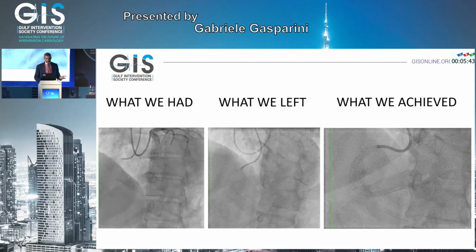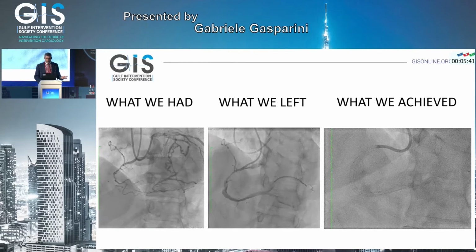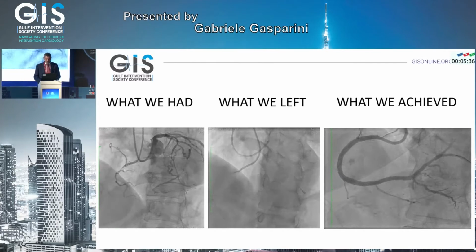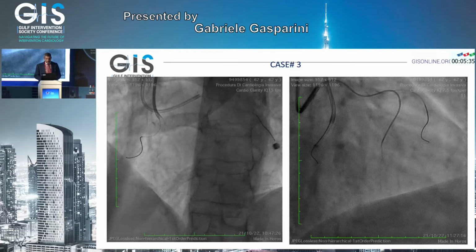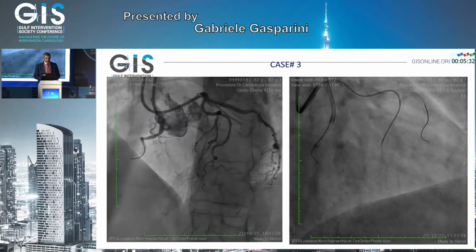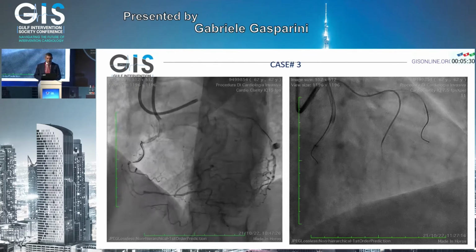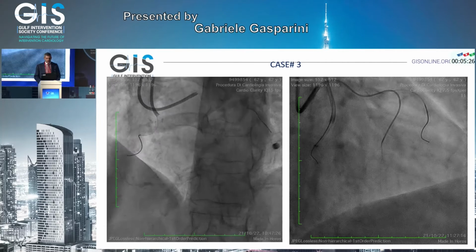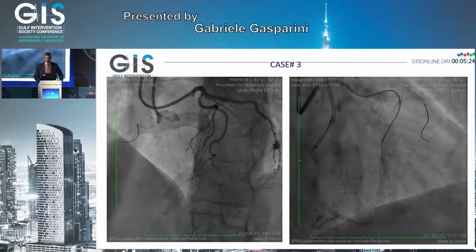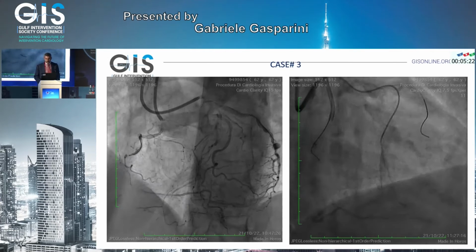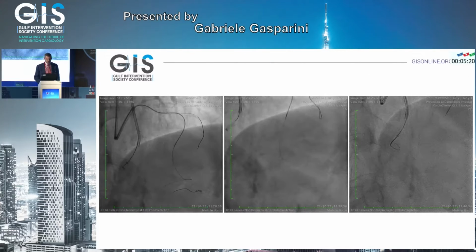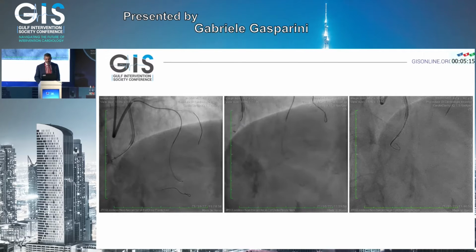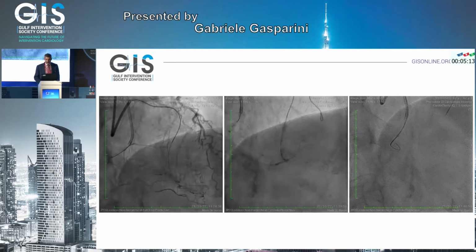So what we had, what we left, and what we achieved after 22 weeks. And the last case is the last that I did 1 or 2 weeks ago. This is another RCA lesion. We tried antegradely, no way to cross antegradely. We tried retrogradely, some septal connection, but unfortunately, during the retrograde attempt, we dissected the connection and we created a communication with the coronary sinus.